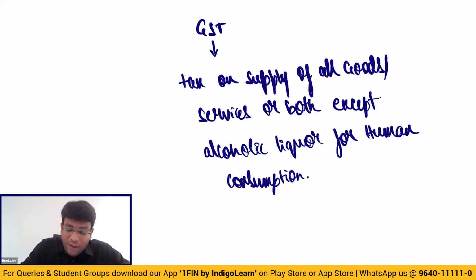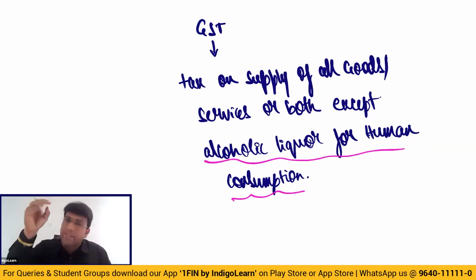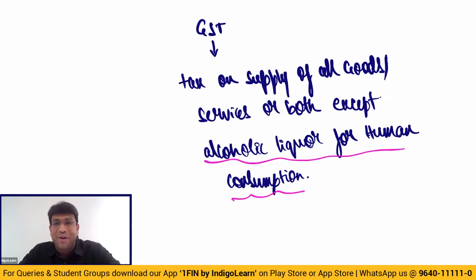So you have to understand the basic fundamental point very clearly: alcoholic liquor for human consumption has been permanently kept outside GST. So in future, if they want to tax alcoholic liquor for human consumption, they have to bring an amendment in the law. And the fundamental reason they kept it outside is all political reasons, where state governments clearly told that we will support GST only if there is no GST on alcoholic liquor for human consumption. Clear, my dear friends? So if they ask the definition of GST, what is the answer we are going to write? GST is a tax on supply of all goods or services or both, except alcoholic liquor for human consumption.